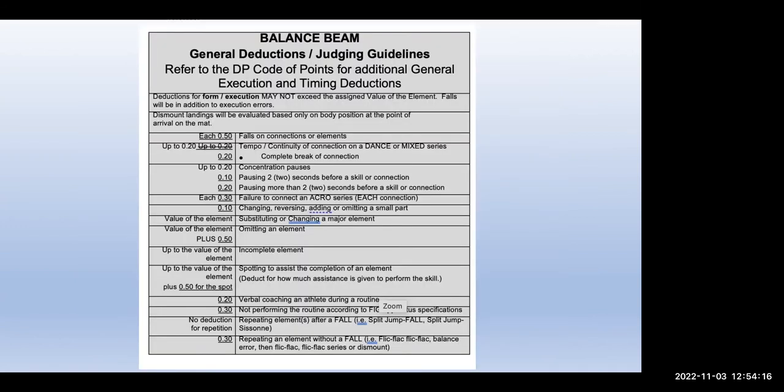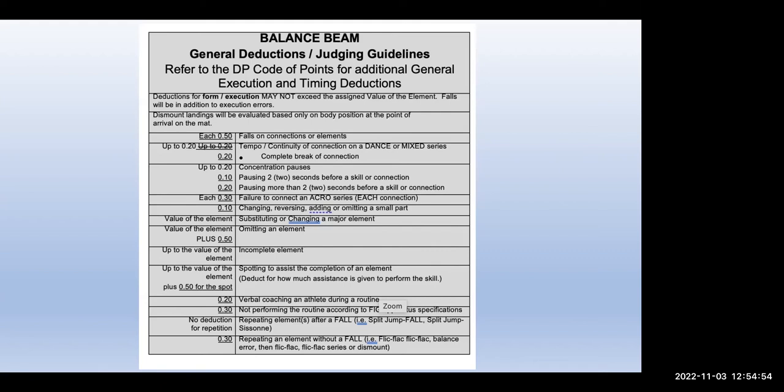Okay, going through some of these things, Linda already did this, but I want to just point out a couple things. This thing on tempo, the second row, tempo, continuity of connection on dance or mixed series. We don't have a deduction in the compulsory routines, but we do have a tempo deduction in the optional routines. They wanted a tempo deduction, they meaning the IEC. So that is an up to 2/10 deduction. We made a mistake and had it underlined, so we corrected it there.